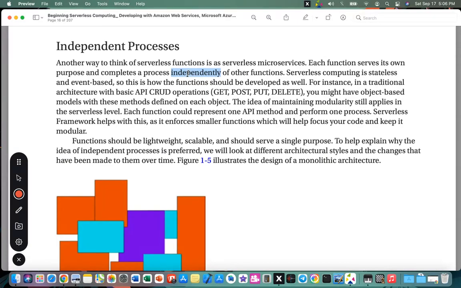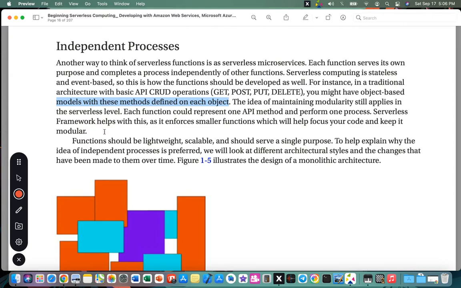Serverless computing is stateless and event-based. So this is how the function should be developed as well. For instance, in traditional architecture-based API operations, get, post, put, delete, you might have object-based models with these methods defined on each object. The idea of maintaining modularity still applies at the serverless level. Each function could represent an API method and perform one process.